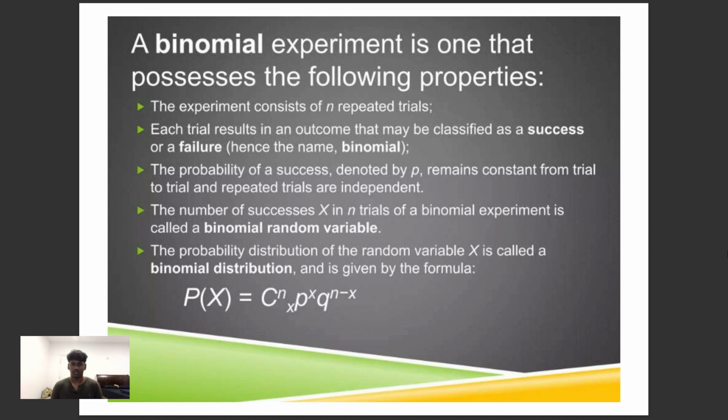The number of successes x in n trials of a binomial experiment is called a binomial random variable. The probability distribution of the random variable x is called a binomial distribution and is given by the formula P of x is equal to nCx multiplied by p to the power of x multiplied by q to the power of n minus x.